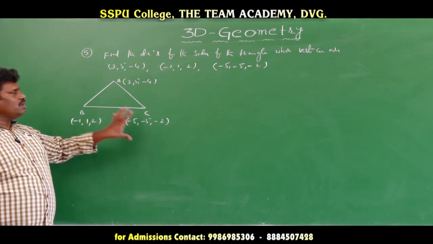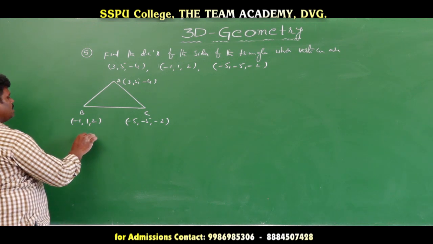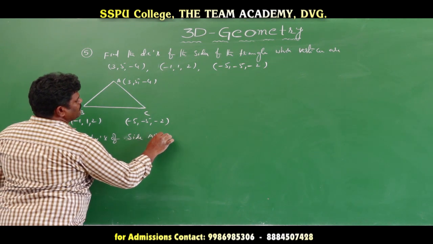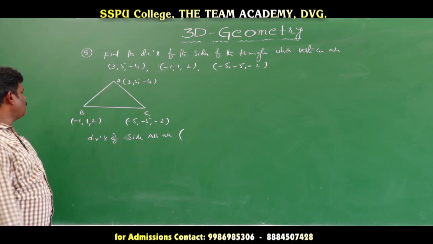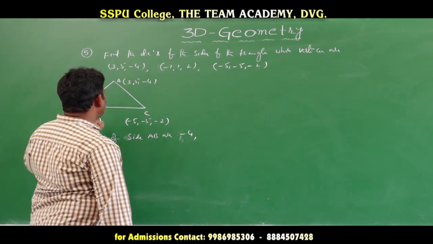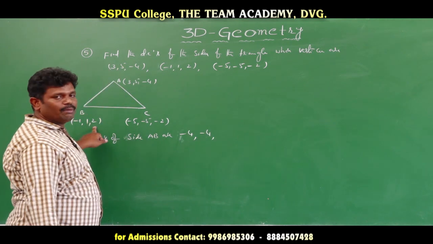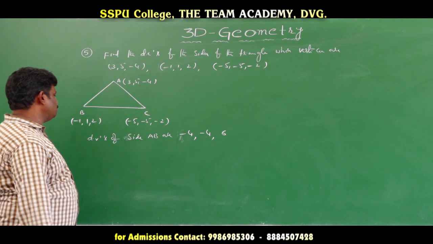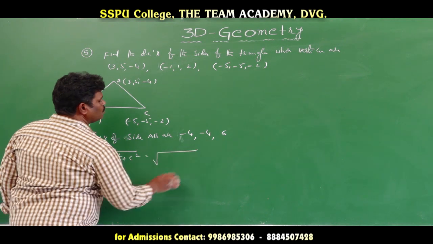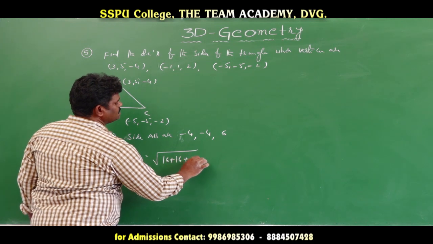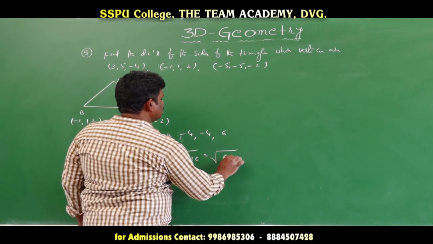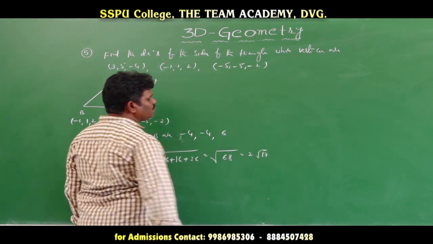Now we find the direction cosines of each side one by one. First, the direction ratios of side AB: 1 minus 3 is minus 2, minus 1 minus 5 is minus 6, 2 plus 4 is 6. The square root of A square plus B square plus C square is the square root of 4 plus 36 plus 36, which is 76, so that is 2 into root 19.